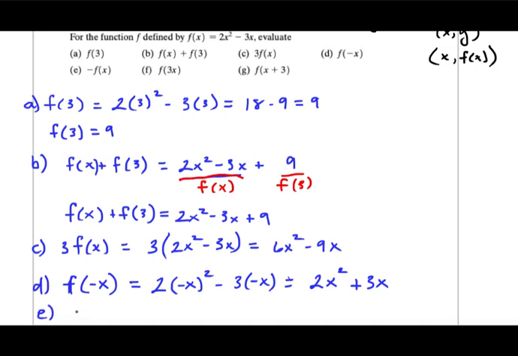Let's look at E, negative f of x. So that's just the opposite of f of x, so that's just the opposite of 2x squared minus 3x. And again, parentheses are important. You're taking the opposite of the entire thing. So this is like having a negative 1 out front, and if you distribute that negative 1, it's going to change the sign of everything in there. So this is going to become negative 2x squared plus 3x.